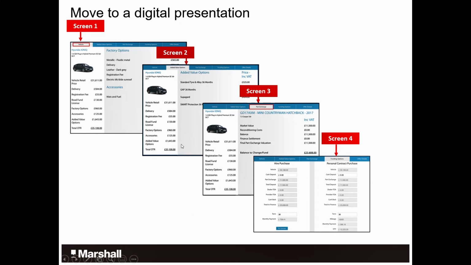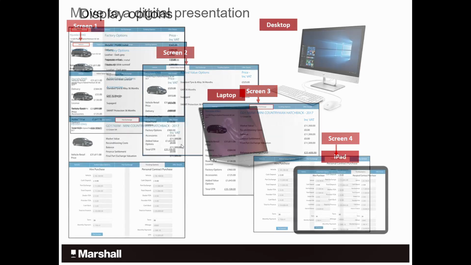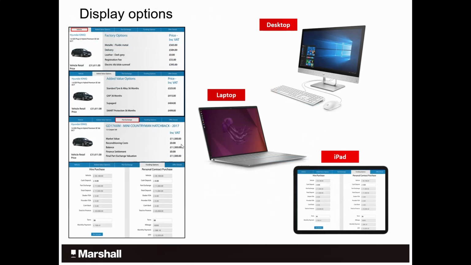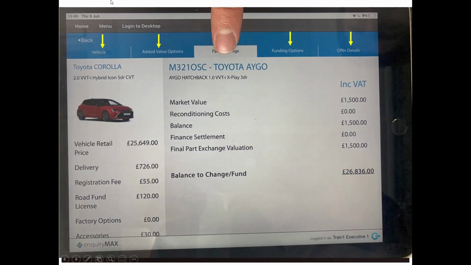So you just effectively click different tabs and then finish on the payments and present those to the client. It can be presented utilizing an iPad or a laptop or a desktop. So they're all things that are available to you. And if you do use the iPad, all you would physically do is just tap the little tabs here at the top, which is quite straightforward. So you'd move on to the add-on products, move on to the part exchange price, move on to the payments.